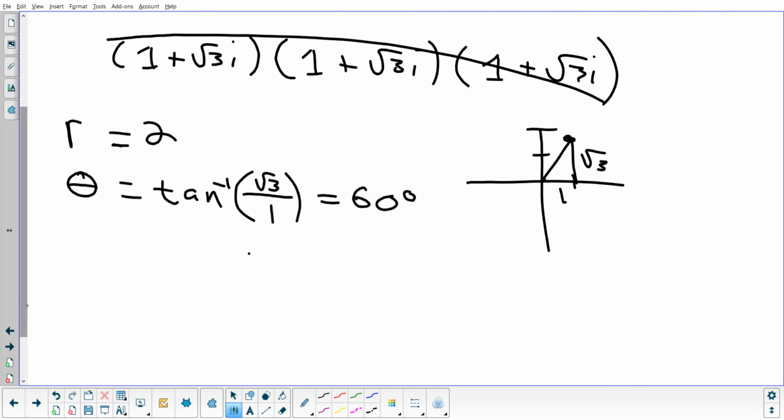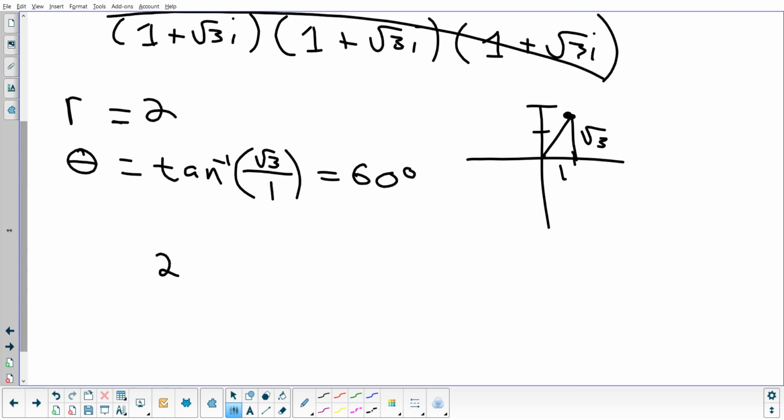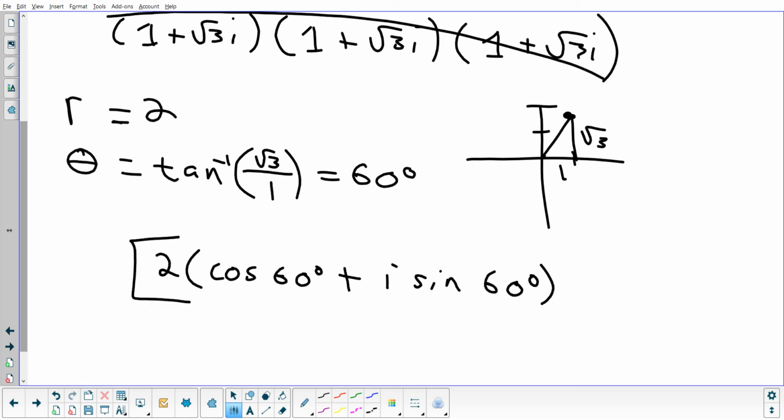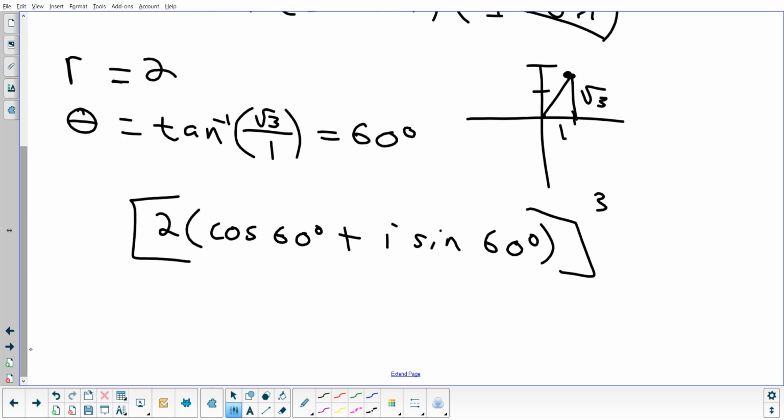Now, write your answer out in trig form and then use DeMoivre's theorem. So 2 cosine 60 plus i sine 60. And we're raising that to, I think it was the third power. Okay, so now this part's easy. What's my radius going to be when I raise that number to the third power?